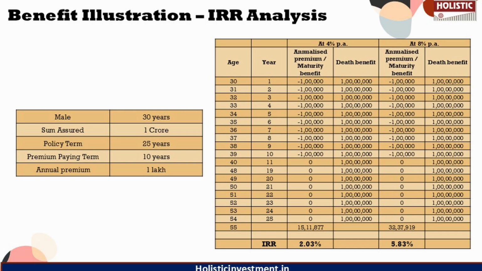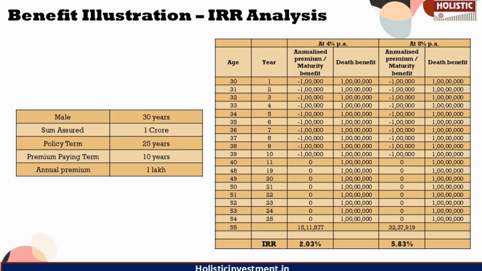Now, for calculation purposes, let us assume that a 30-year-old male buys this policy under the option A level cover option. So the sum assured is 1 crore and the annual premium is 1 lakh. The premium paying term is 10 years and the policy term is 25 years.